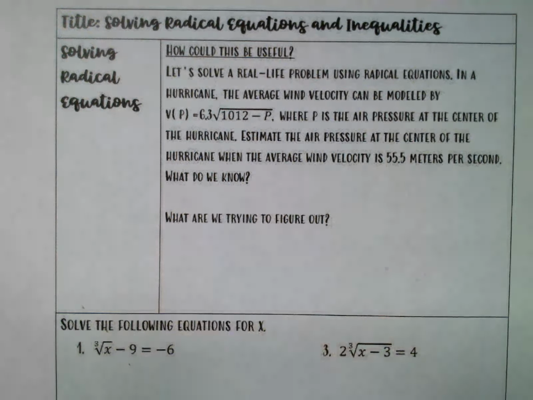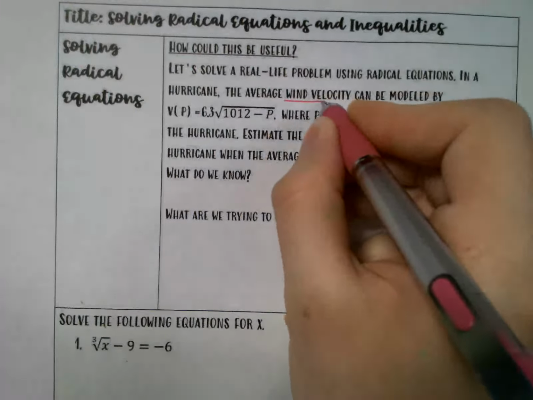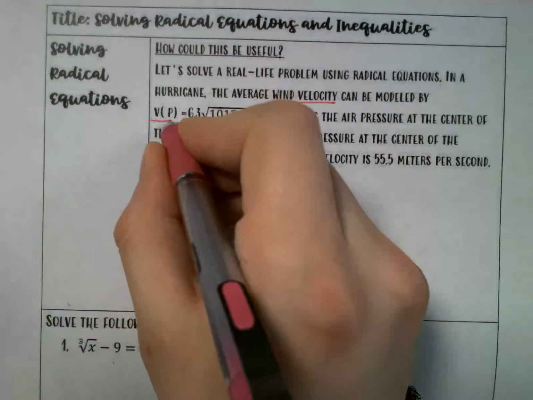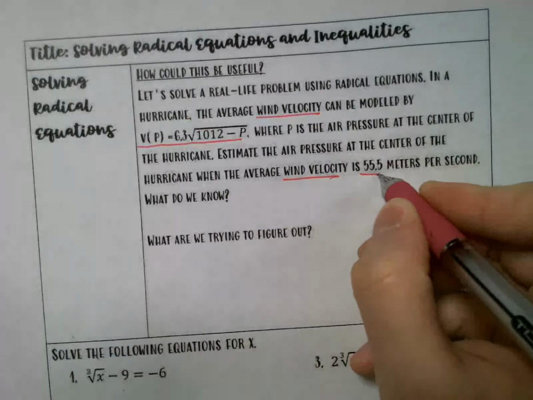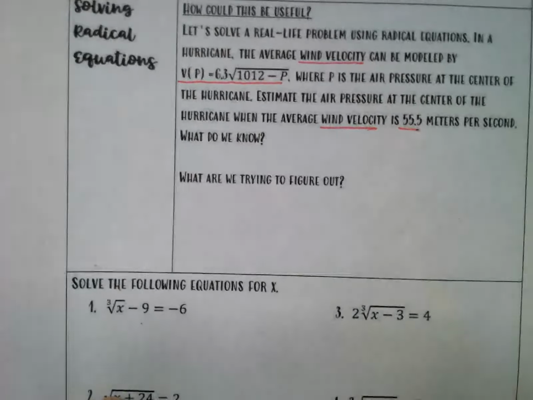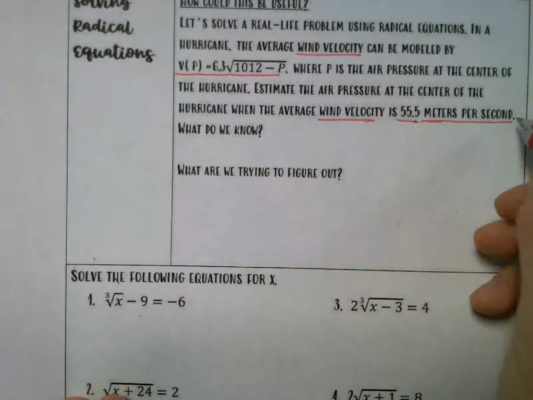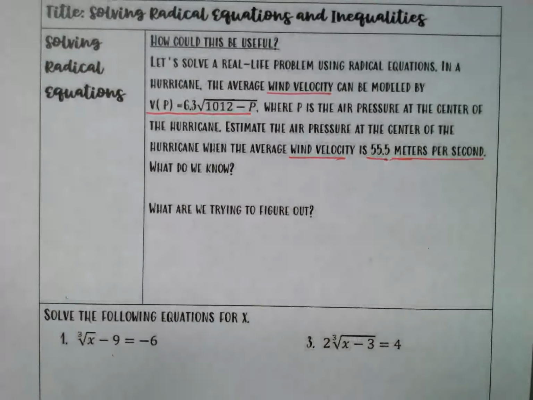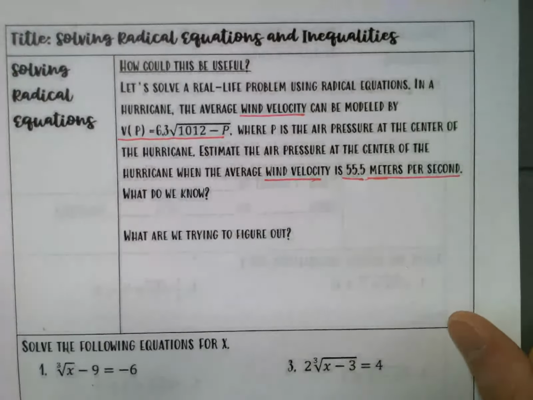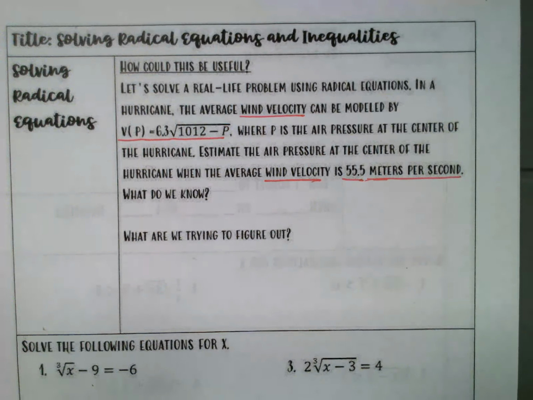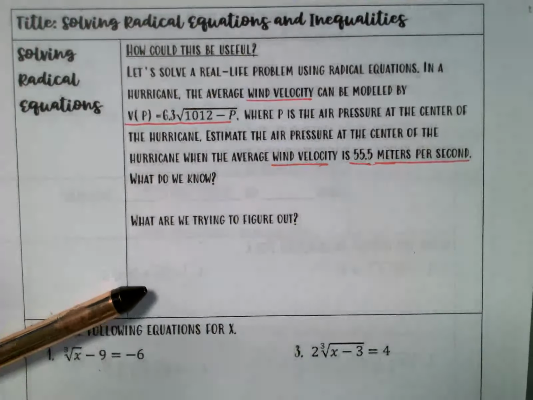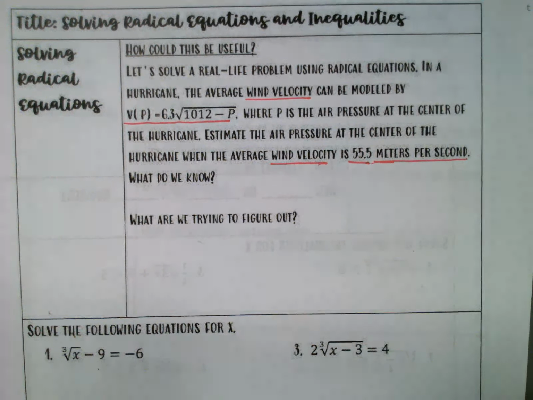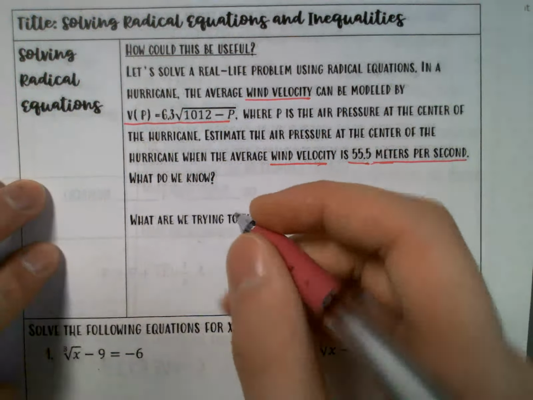What do we know? First thing is, we know that we're talking about wind velocity. We are given an equation right here. And we know our wind velocity for our problem is 55.5 meters per second. So this is your first taste of a real world scenario, so to speak. Am I going to be in a hurricane doing this? Obviously not. But for those of you who might go into meteorology or more physical sciences, you're starting to see where this math applies. So let's write down what we know.